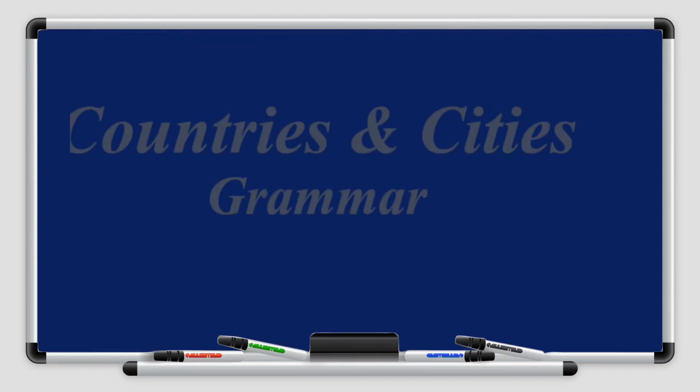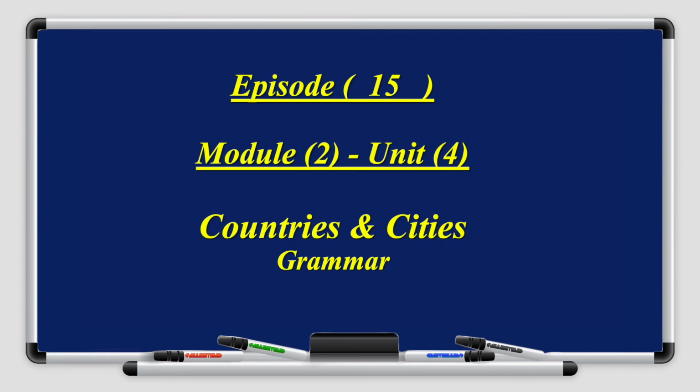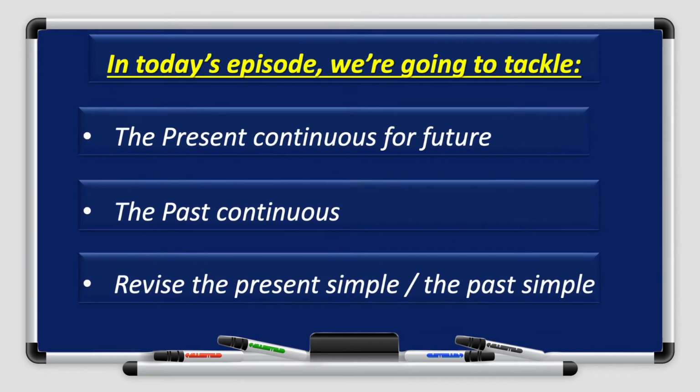This is Target English Grade 9 covering episode 15, Module 2, Unit 4, in which we will be focusing mainly on grammar. In today's episode we will look at three different topics in grammar. We will be looking at the present continuous for future, the past continuous, and we will also revise the present simple and the past simple which we took in a previous episode.